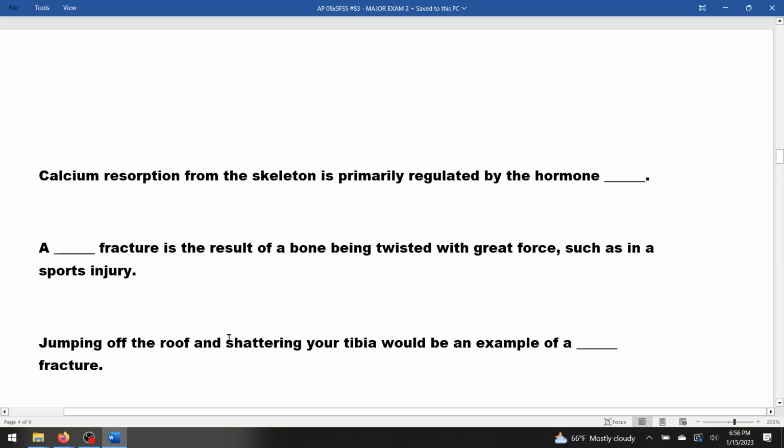Jumping off of the roof and shattering your tibia would be an example of a blank fracture. Keyword is shattering, into parts, that would be a comminuted fracture. Comminuted.